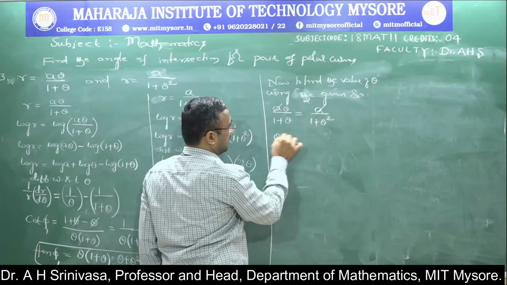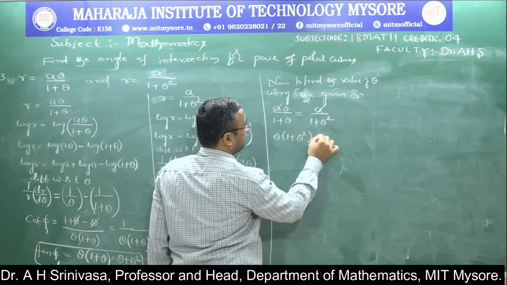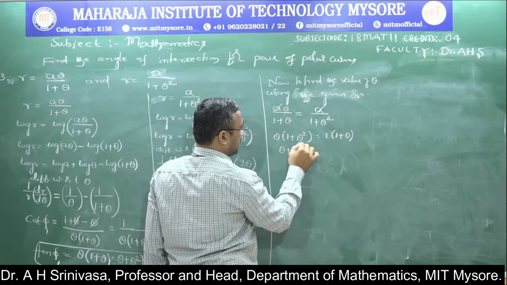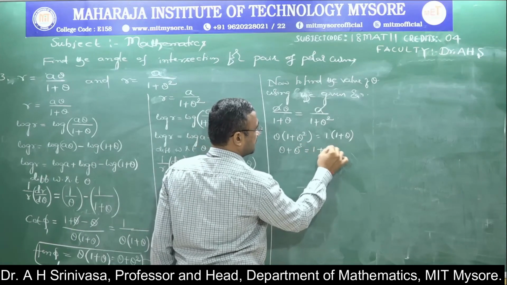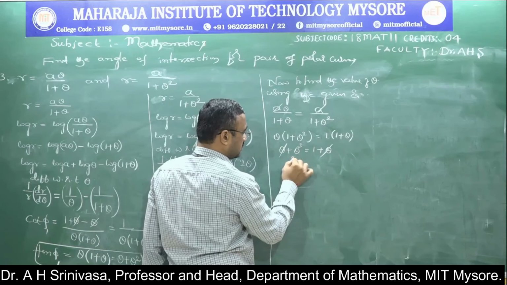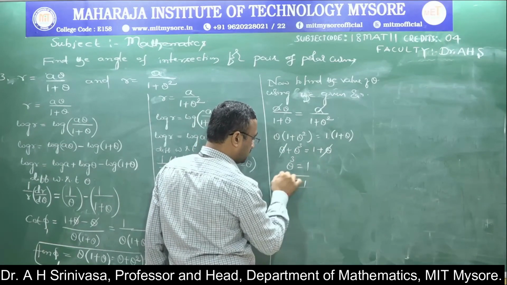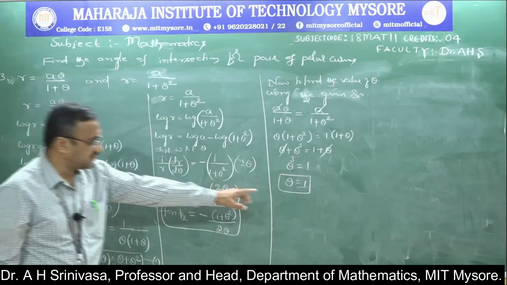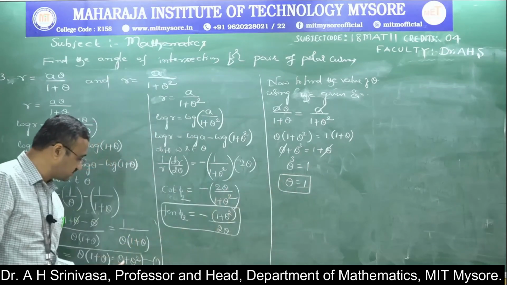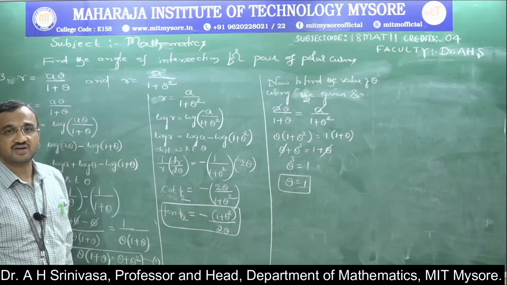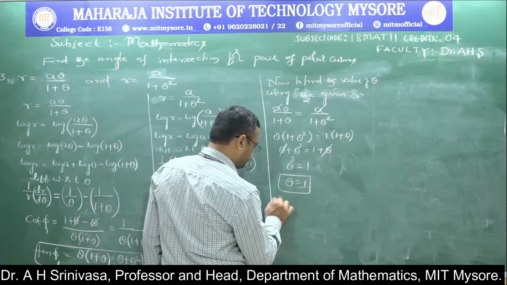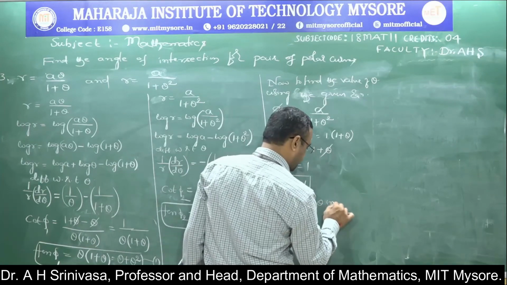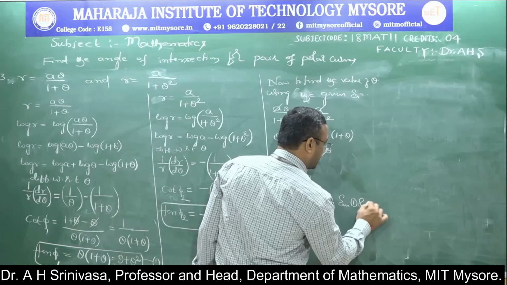These two are cancelled here. Theta into 1 plus theta square. Here 1 is there, 1 into 1 plus theta. Then theta plus theta power 3 should be equal to 1 plus theta. Now cancellation of these two. Now I got the value of theta is 1. What is the obtained value of theta here? You have to substitute in equation 1 and 2 to get the value of tan phi 1 and phi 2. Substitute theta in equation 1 and 2.